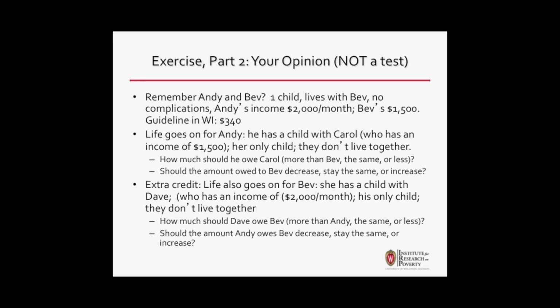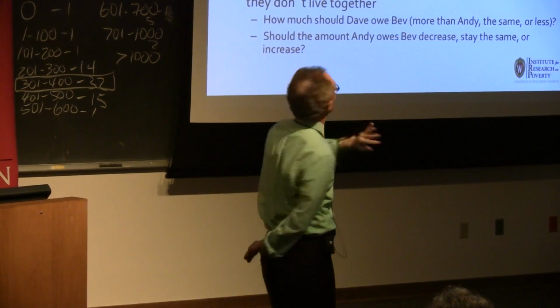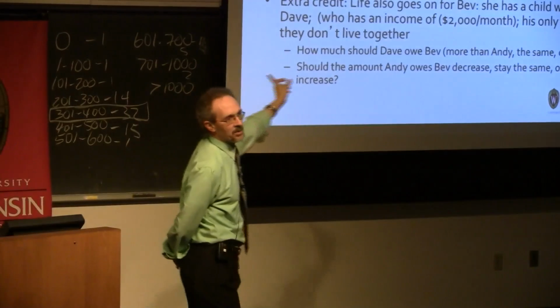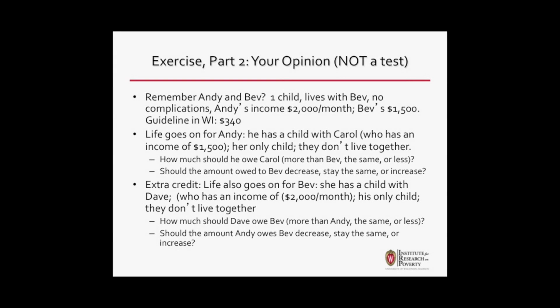All right, now life goes on for Andy. He has a child with Carol. Her income, $1,500. It's her only kid. They don't live together. How much should he owe Carol? All right, so let's say, not the number you came up with, not this number. Let's say that Wisconsin, even though we had an idea, they decided to go with the Wisconsin number and they picked $340. So Andy owes Bev $340.